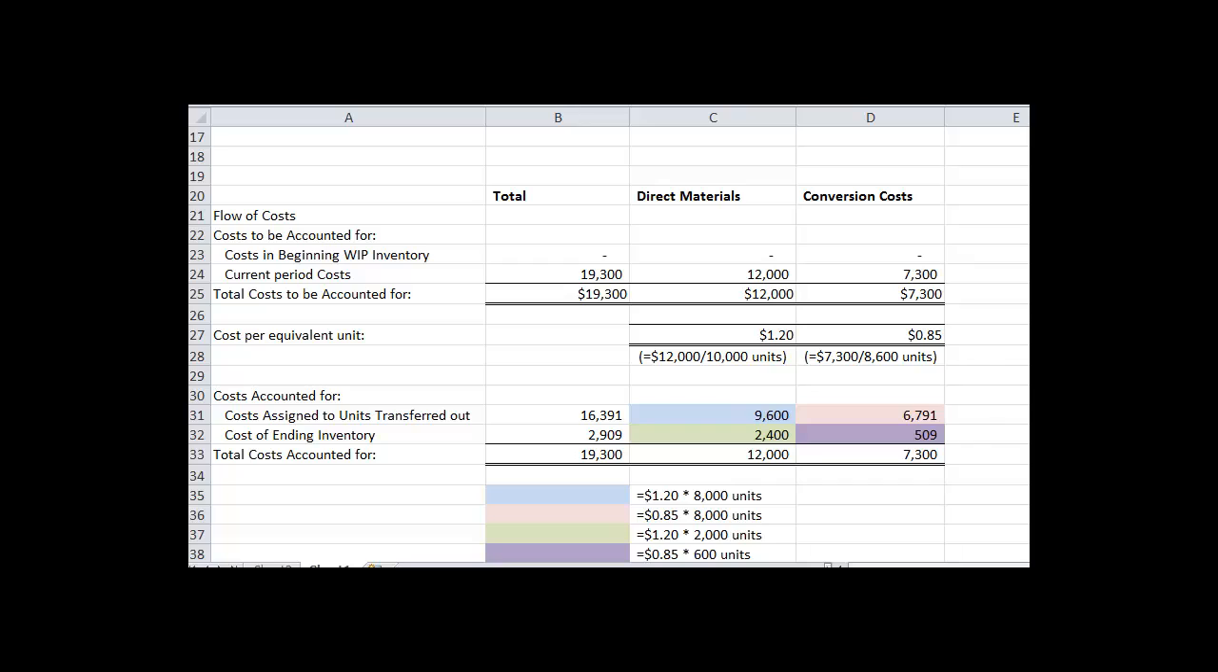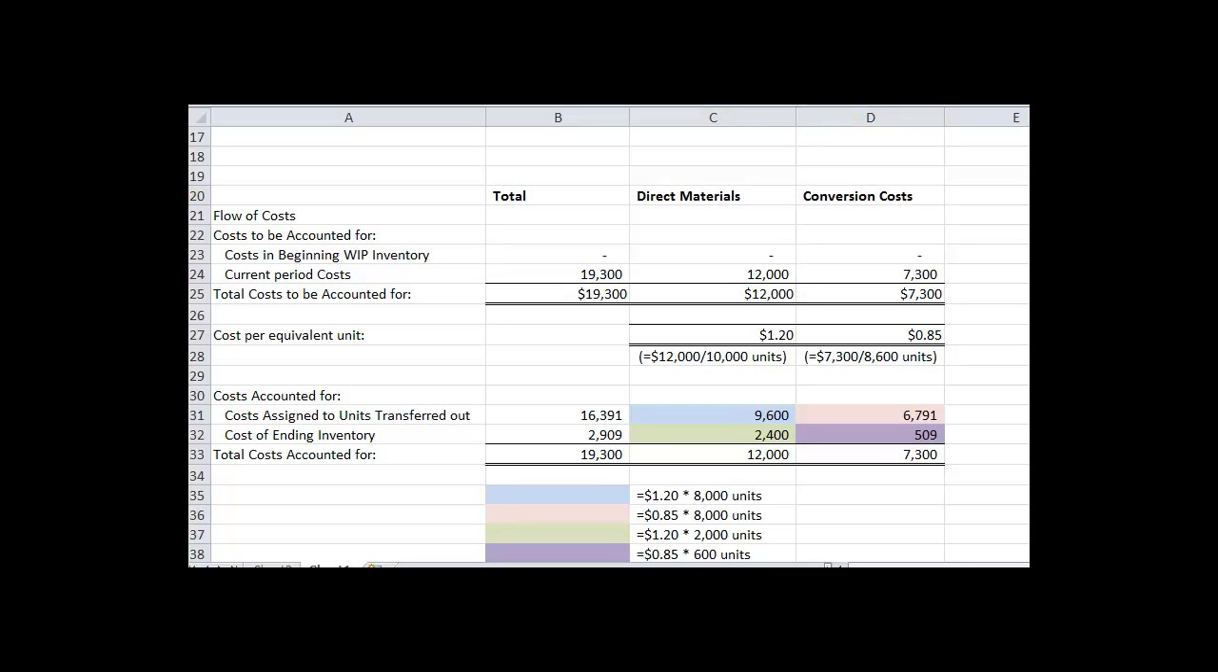Next, we must summarize the total cost to be accounted for. This is the sum of the cost in beginning inventory and the cost incurred in the department during the period. Company X did not have any beginning costs. The current period costs are separated into direct materials and conversion costs, which were provided at the beginning of the problem.